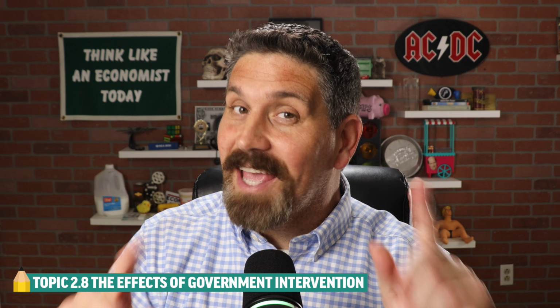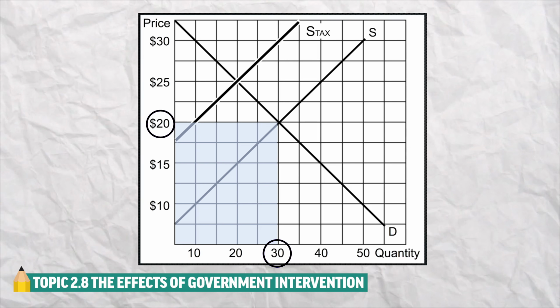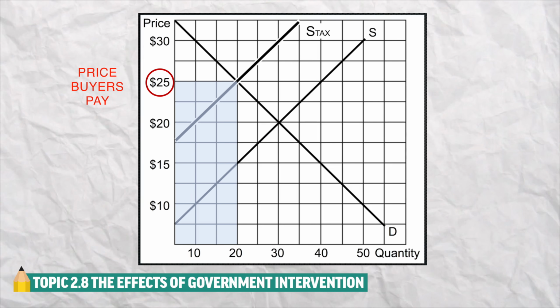Let me explain that again in case you're confused. Before the tax, all the money that consumers spent, the total expenditures, was equal to the total revenue the sellers received. After the tax, the total amount that consumers spent is here, but sellers only got to keep this total amount because the rest went to the government.